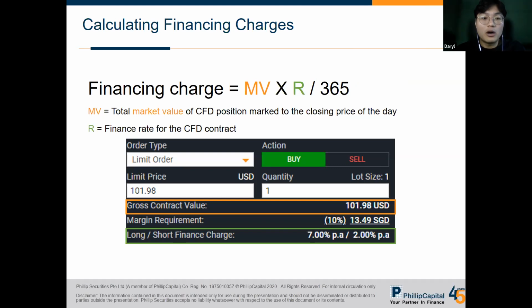Okay. So the orange box is where you can find the market value. And do note that we must use the closing price for the market value. And the green box is where you can find the financing charges.